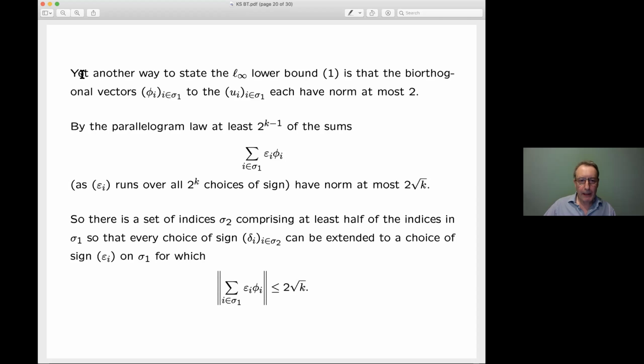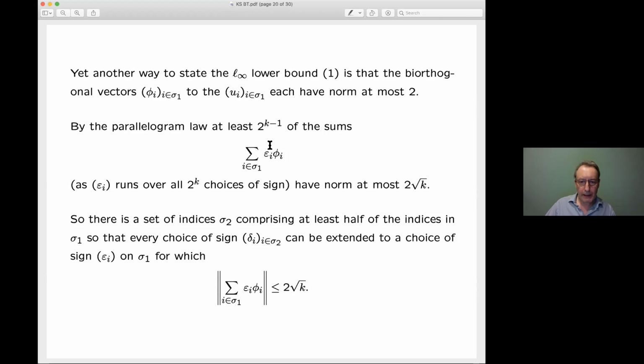Right, now, we've stated the lower infinity bound several ways, and I'm going to state it in a third way, and that is to say that the bi-orthogonal vectors to these vectors each have norm at most 2. So the fact that these vectors satisfy a lower infinity estimate in L2 is equivalent to saying that the bi-orthogonal vectors don't have norm too big. Okay.